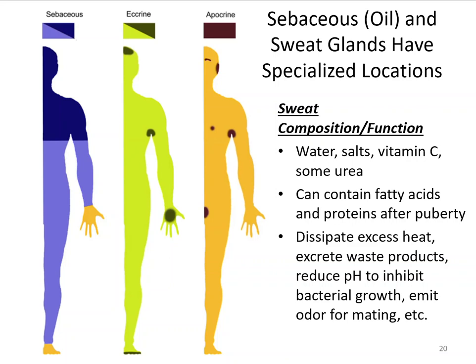Then we can talk about sweat glands. So just a quick couple things about sweat. It's mostly made out of water, contains some salts, can contain vitamin C and some urea. It may also have fatty acids, but this depends on the age of the person, and also proteins. The sweat will only contain fatty acids and proteins after puberty takes place.